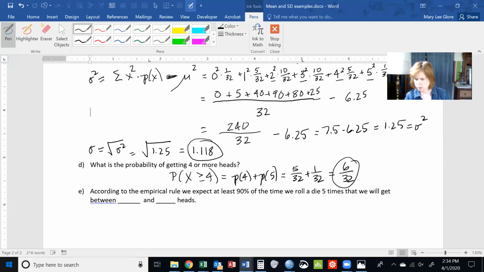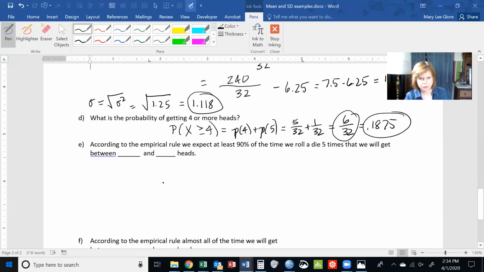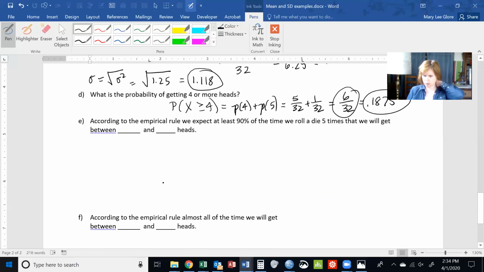And 6 over 32 ends up being 0.1875. All right, so almost 19% of the time we will get 4 or 5 heads in 5 flips. All right, next question is about the empirical rule. And the empirical rule tells us a couple things.